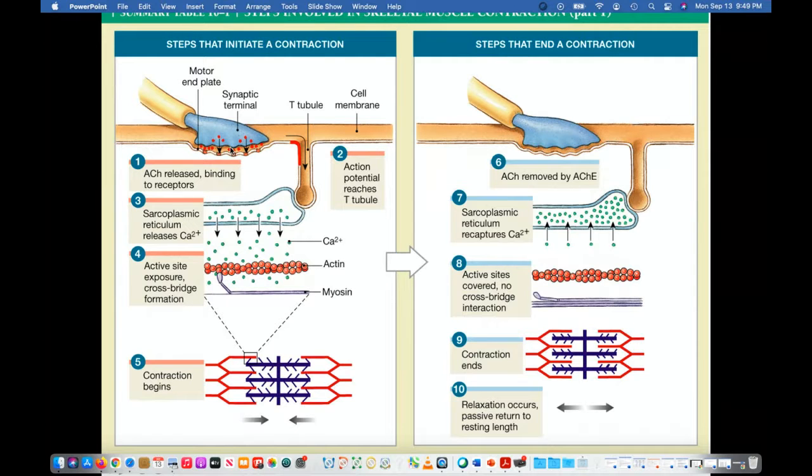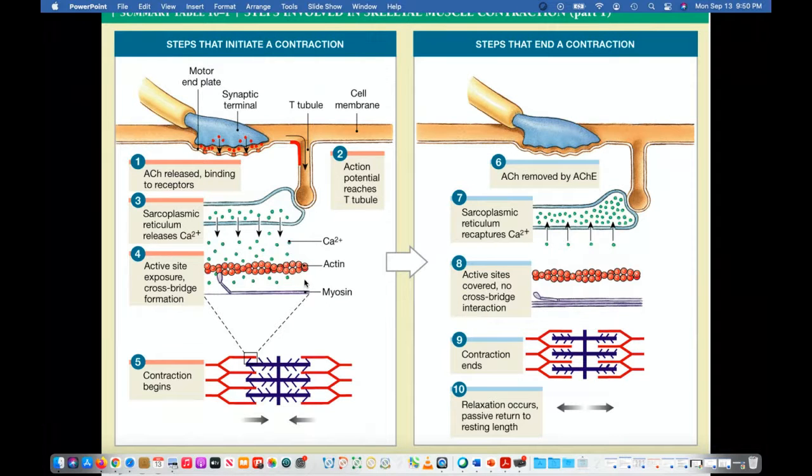Now it's in the synaptic cleft. Now it meets the end plate of the muscle where it binds. So after it binds, the sodium channels open. Sodium rushes in. It goes down the transverse tubule, that invagination, and creates an action potential. The action potential reaches the transverse tubule, which butts up against the sarcoplasmic reticulum. The sarcoplasmic reticulum stores calcium. It releases it to the sarcomere.